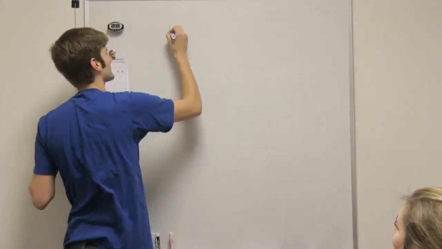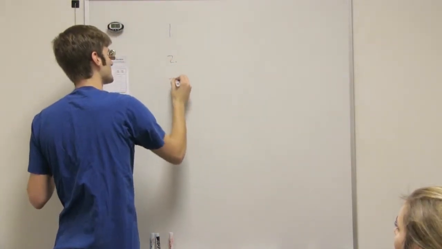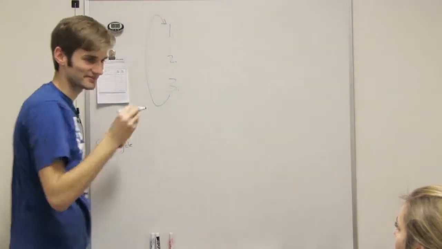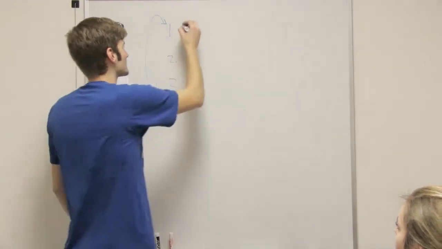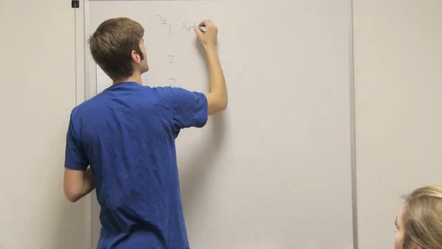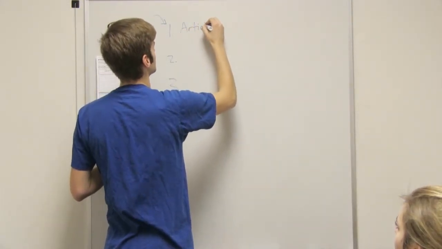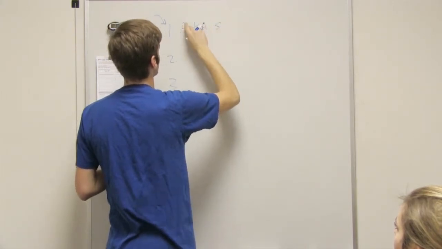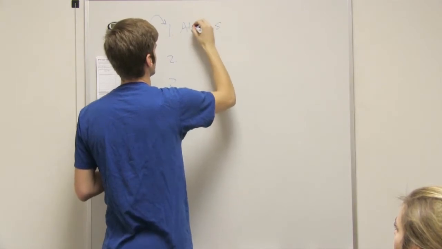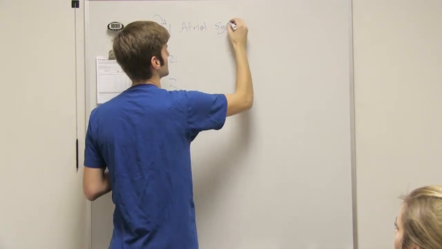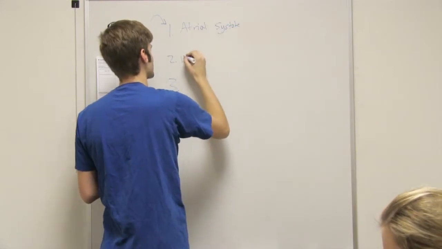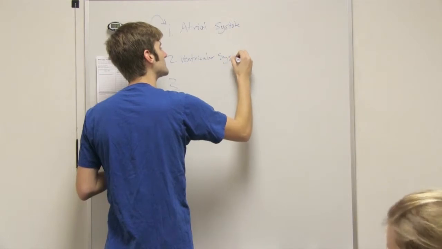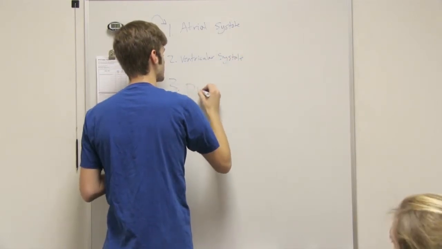So, cardiac cycle, there's 3 steps. Doesn't matter what step you put first, as long as they're in this order because it's a cycle. It goes around and around and around. So I like to start off with atrial systole. And there's the ventricular systole, and then diastole.